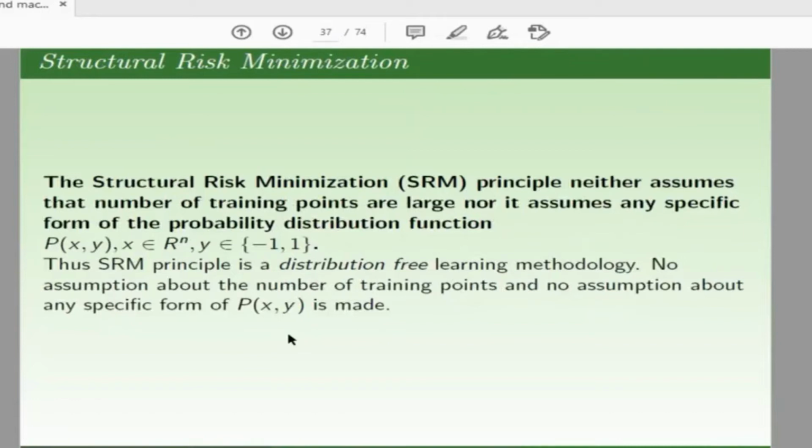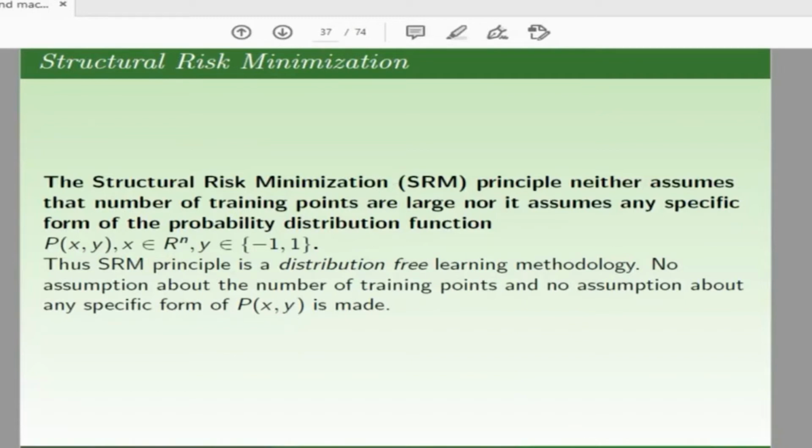So for that, Vapnik proposed what is called the structural risk minimization principle. One can understand that the structural risk minimization principle guarantees the uniform convergence of the empirical risk to the true risk.